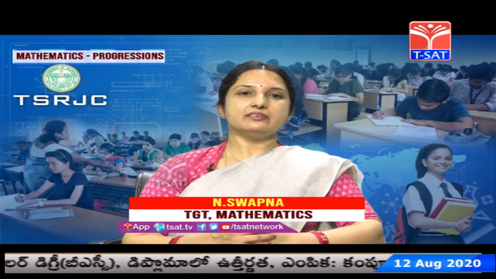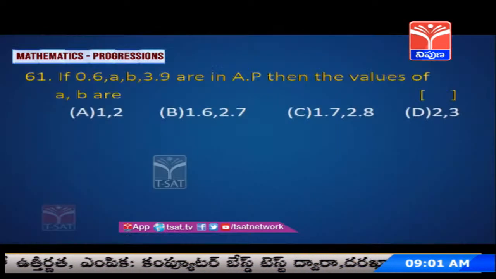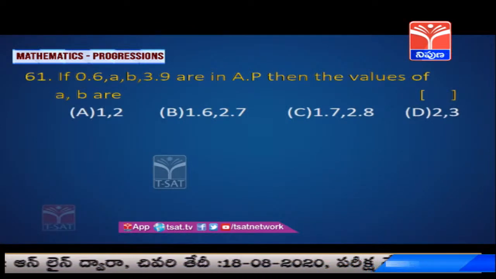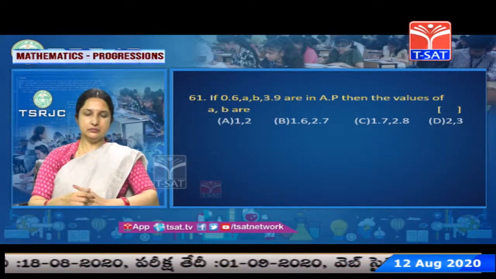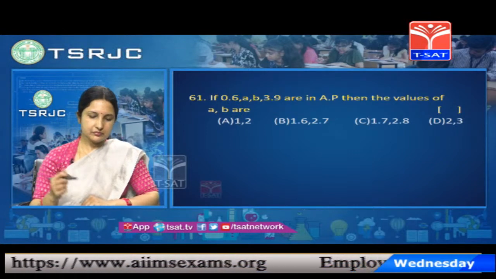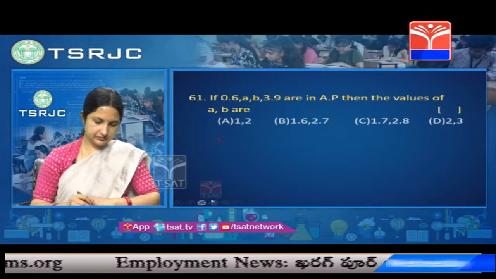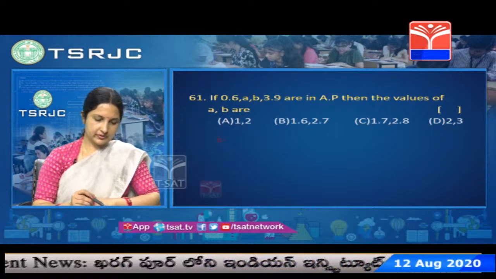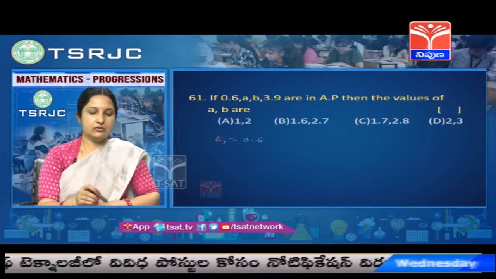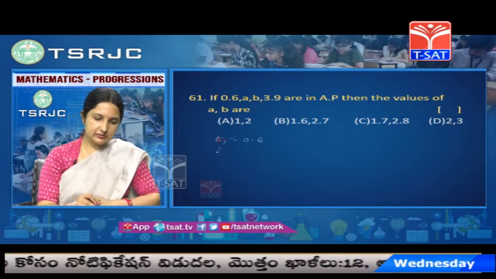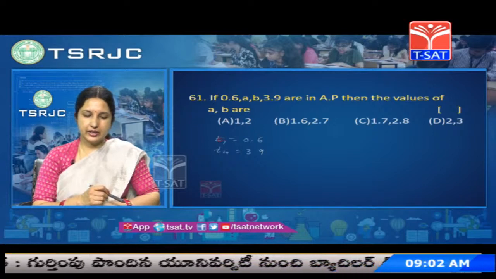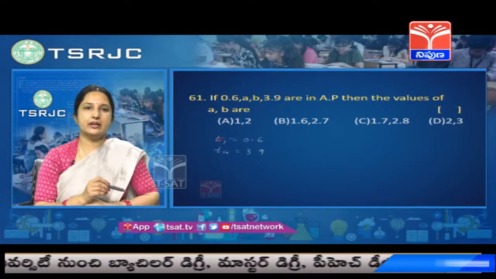Question number 61. 0.6, a, b, 3.9 are in AP, then find the values of a and b. First term is 0.6. Then 1, 2, 3, 4, the fourth term is 3.9. Then the values of a and b we have to find out.